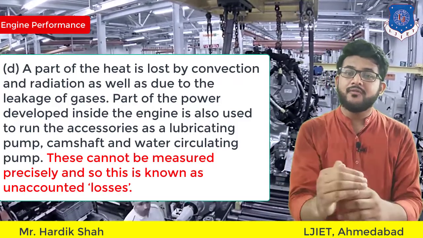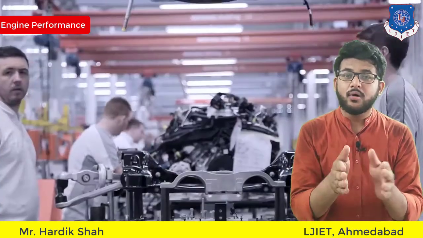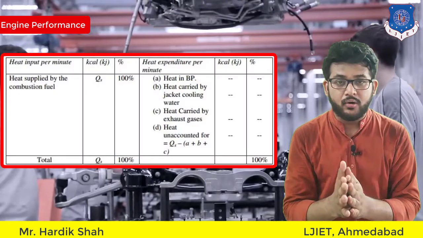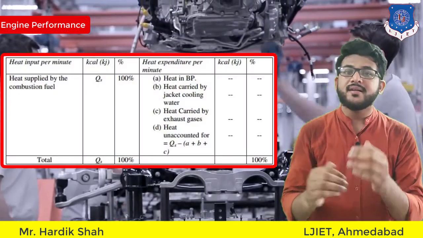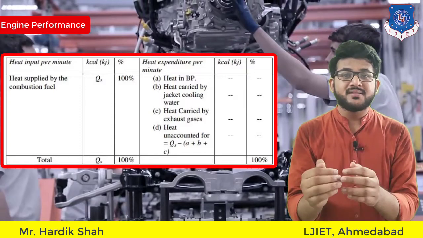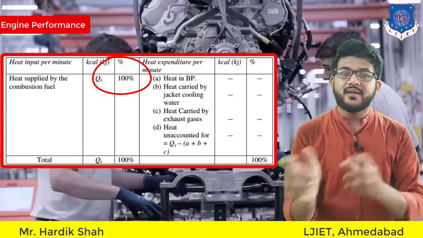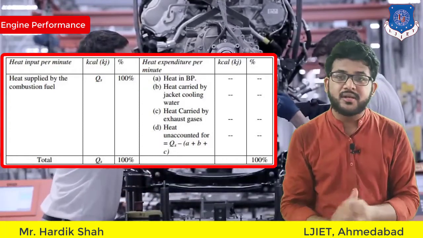So these are the main four things where heat is utilized. The results of all these calculations are tabulated in one table format, and this table is actually known as the heat balance sheet. It is generally practiced to represent the heat distribution as a percentage of the heat supply, so it is easier for us. This is also tabulated in the same heat balance sheet in percentage manner.